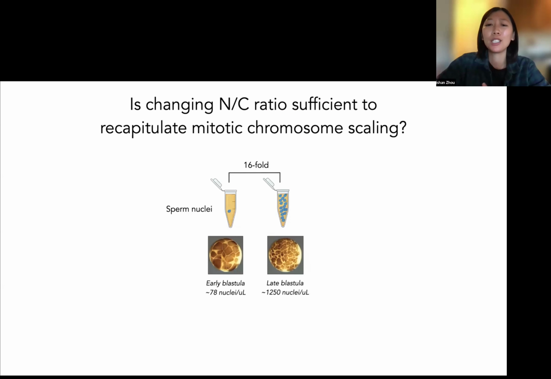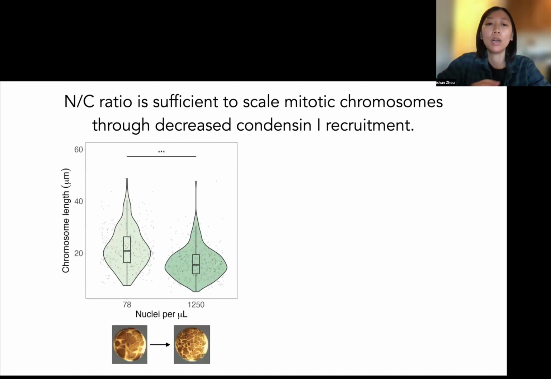Okay, so I went ahead and asked a really simple question. I wanted to know, is NC ratio actually sufficient to recapitulate scaling? All I did was turn again to the egg extract system and vary the concentration of sperm nuclei that I was putting into egg extract by 16-fold, which really mirrors an early versus late blastula stage of development. What I found was that, simply by changing the NC ratio in the test tube, I was able to decrease chromosome size by about 1.5-fold. And this really beautifully mirrors the in vivo data. So we think NC ratio is sufficient to perform this scaling.